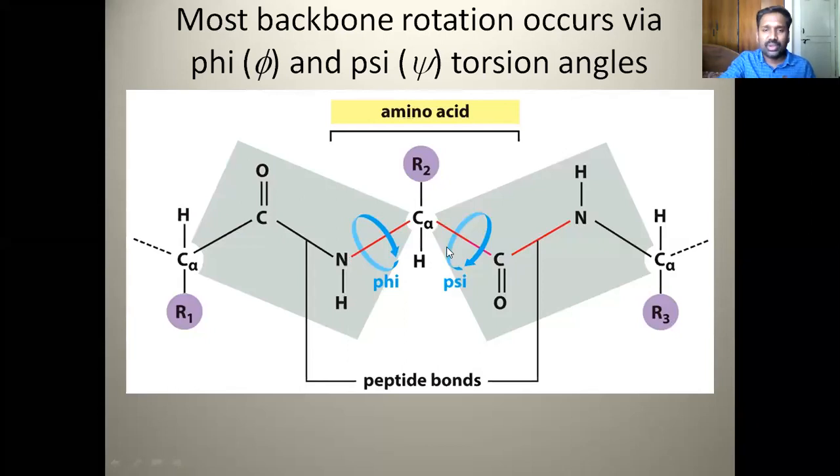There is one more way of doing this. You fix a value of psi. For example, psi you fix at 90 degrees. What are the allowed values? What are the possible values of phi? You can go on doing like this.